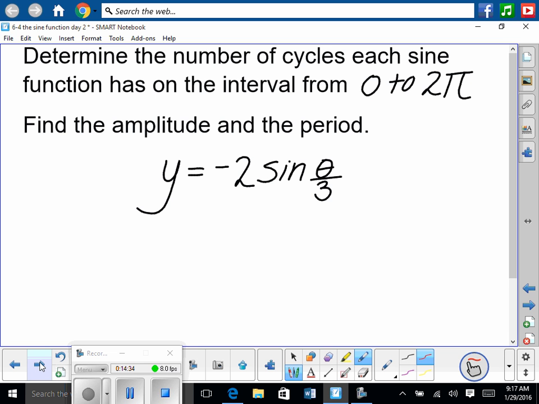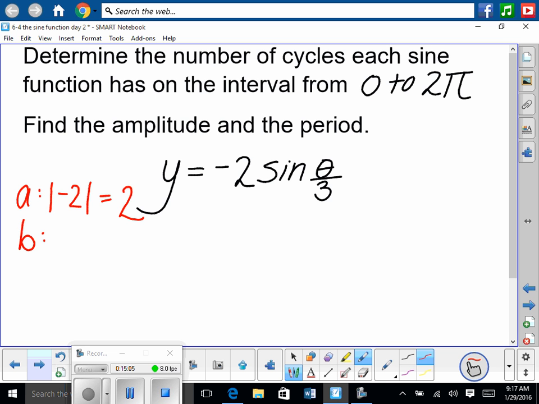Okay, so it says, determine the number of cycles each sine function has on the interval from 0 to 2 pi, and find the amplitude and the period. So first of all, amplitude is what? The absolute value of -2, which is 2. Does everybody understand how in this example my amplitude is 2? Then b is the number of cycles from 0 to 2 pi. So, what is it? Number of cycles between 0 to 2 pi.